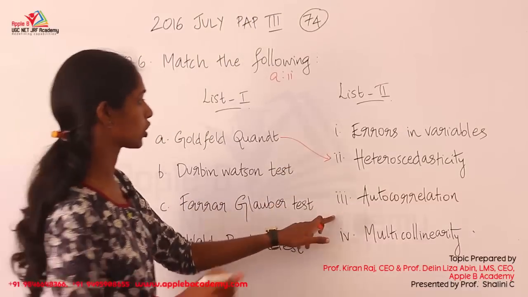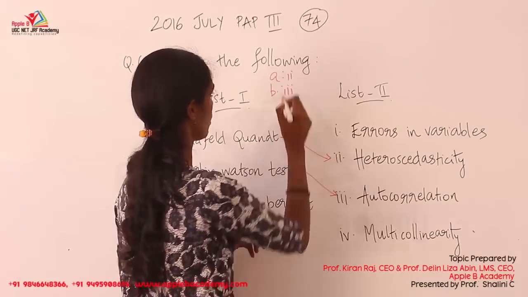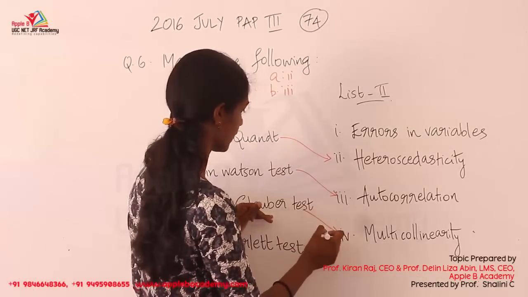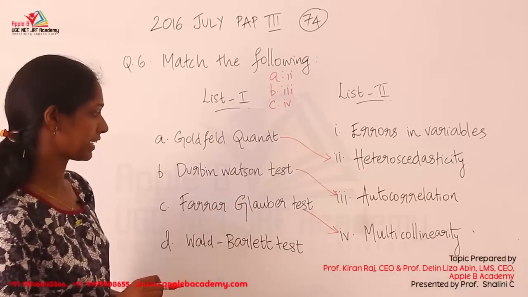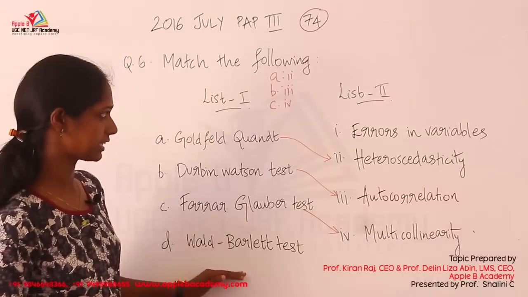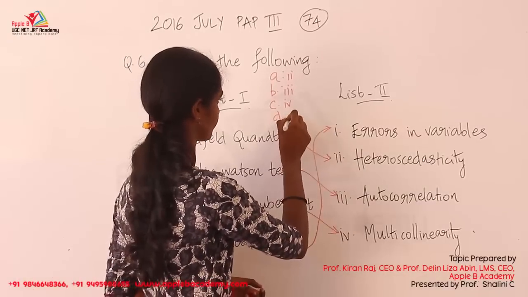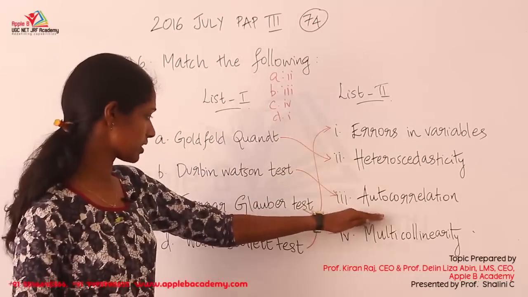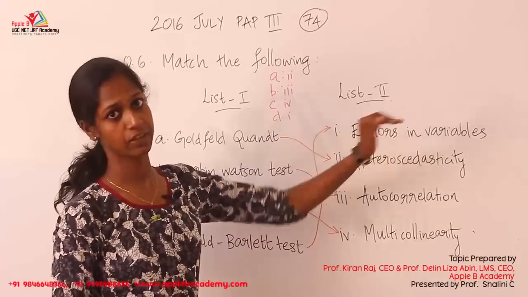Durbin-Watson test is used to test autocorrelation. We have discussed that earlier. Durbin-Watson is used for autocorrelation, or otherwise called serial correlation. Farrar-Glauber test is the test used to detect multicollinearity. So C is 4. And Wald-Bartlett test is the test we haven't discussed so far, but it is the test used to detect errors in variables. So Wald-Bartlett test would be 1. So Goldfeld-Quandt test is for heteroscedasticity, Durbin-Watson test is for autocorrelation, Farrar-Glauber test is for multicollinearity, and Wald-Bartlett test is for errors in variables.